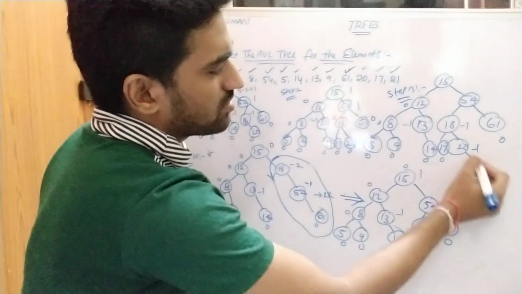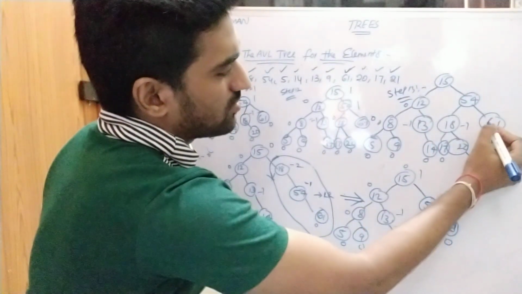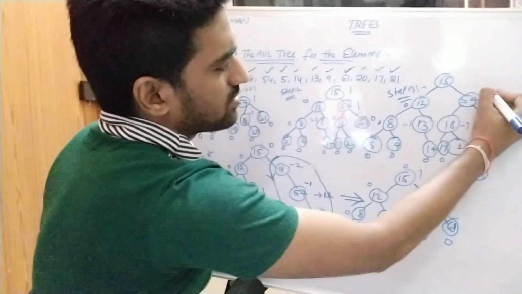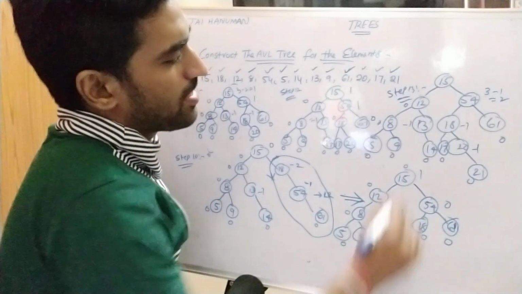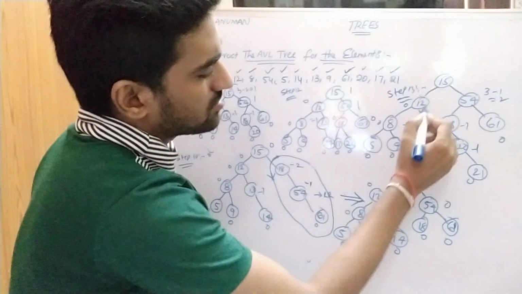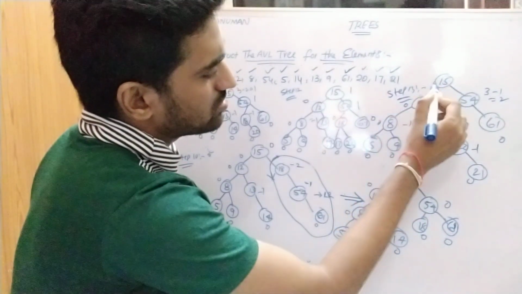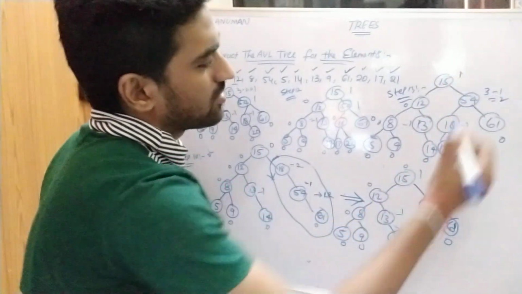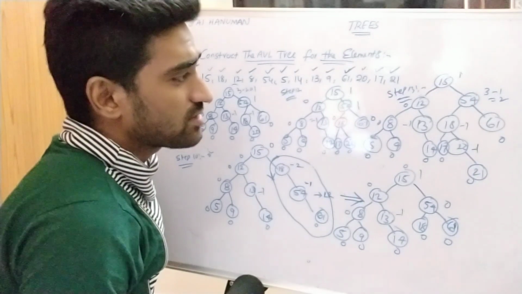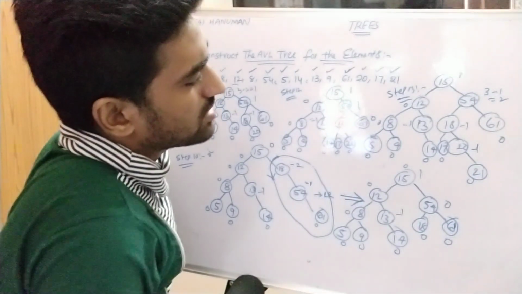So here, this one, 1, 2, 3. 3 minus 1, which is equivalent to 2. Then we are calculating this one, 1, 2, 3. 3 minus 2, which is equivalent to 1. Now the balancing factor is violated at this node.